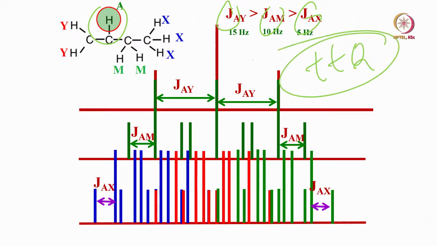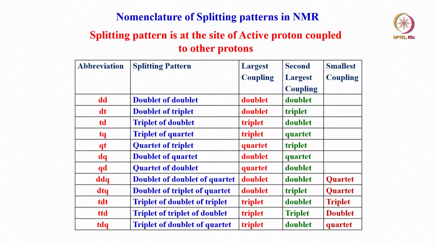This is the pattern. So finally, remember one thing: this is the table which you must remember, the nomenclature of splitting patterns in NMR. If it is a DD, two doublets, it is called a doublet of doublets. Larger coupling is doublet, smaller coupling is also doublet. If I consider DT, I call it a doublet of triplets. What do you mean by that? Larger coupling is doublet and smaller coupling is triplet. Instead of DT, I call it TD, that means triplet of doublets: larger coupling is triplet, smaller coupling is doublet.